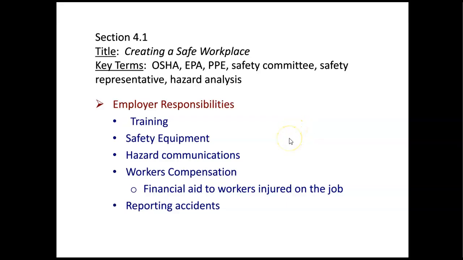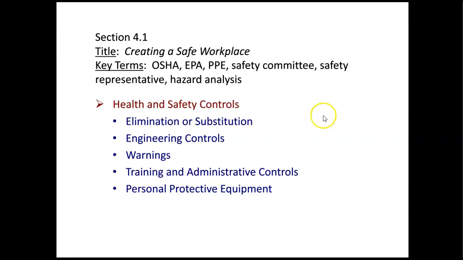Now, those are the employer's responsibilities. Workers have responsibilities as well to make sure that they know, understand, and follow company procedures and that they are working in a safe manner as well. In terms of the health and safety controls, we're going to talk about the elimination or substitution of different types of controls. We're referred to engineering controls, warnings and warning labels, training and administrative controls, and of course PPE that is used as well.